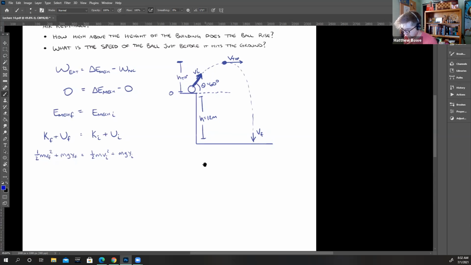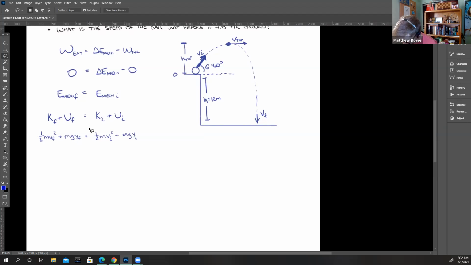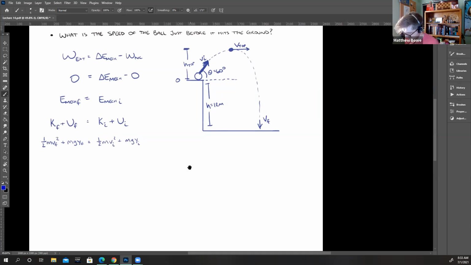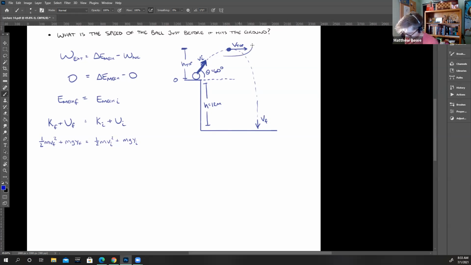Okay, so for the final, I'm calling this up here the final velocity. I'm just taking two pictures of what's happening. So you have 1/2 m v top squared plus m g y final. So it's going to be this h top. That's where we're going to actually be able to solve for the height above the building. That is equal to its initial state.